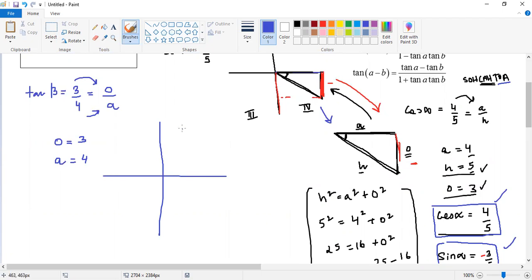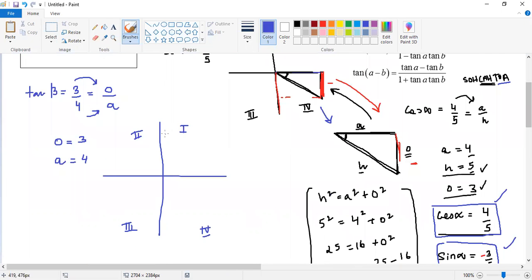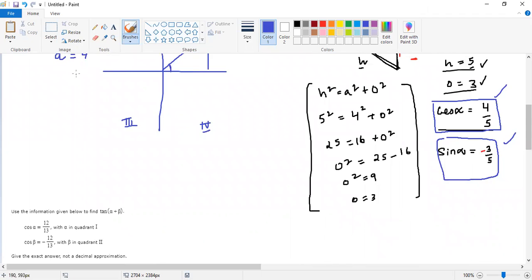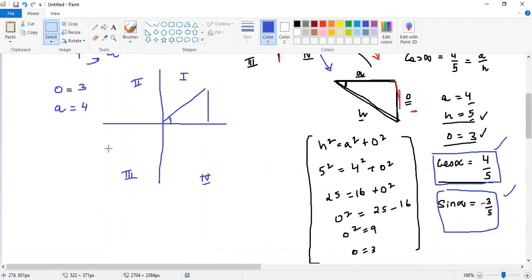So these are our quadrants here. We have quadrant 1, then quadrant 2, then quadrant 3, and then quadrant 4. The angle whose tangent is 3 over 4 is in quadrant 1. So that means we're looking at a triangle with any arbitrary angle that looks something like this. So just extrapolating this here, and this is our next question. Let me move that a little bit down.